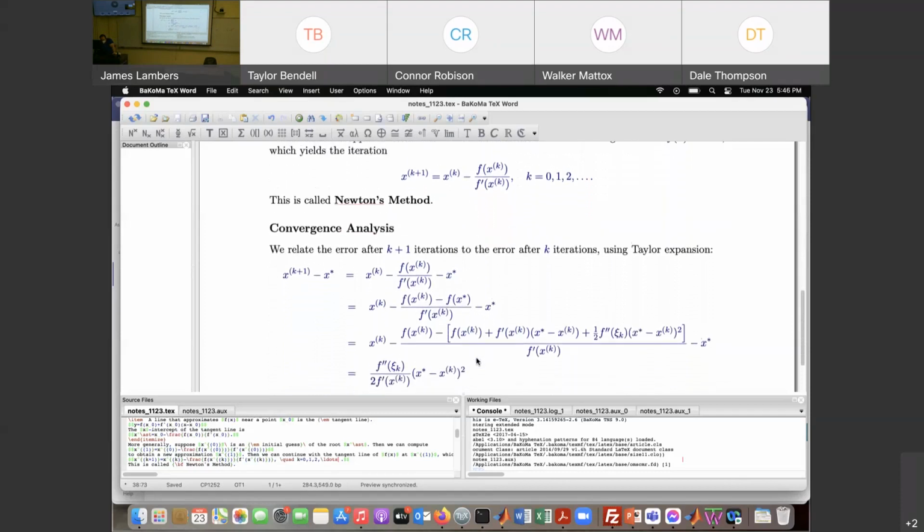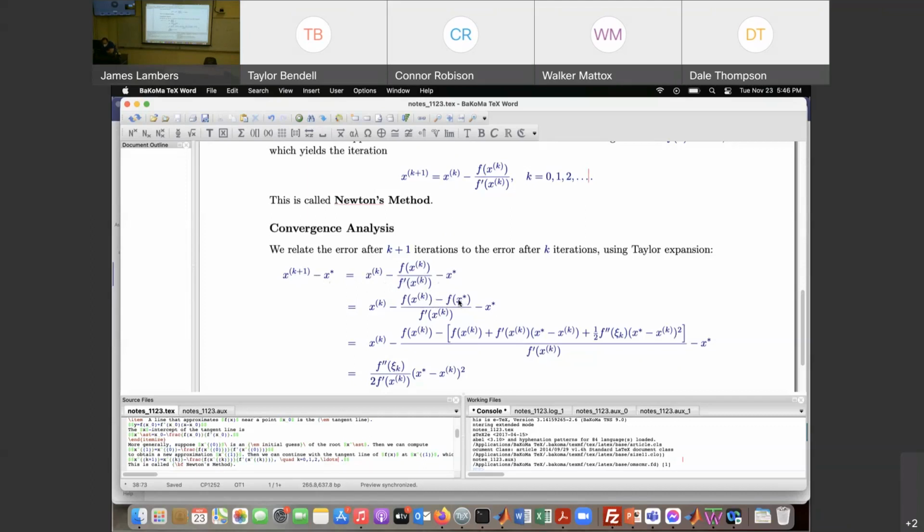All right. So what's done here is I'm looking into the error after k plus 1 iterations and want to relate it to the error after k iterations. So how does the error change from one iteration to the next? I start with xk plus 1 minus the exact root x star. And here I'm just replacing xk plus 1 by a formula from the iteration. And then I can just go ahead and subtract f of x star here, because that's 0.